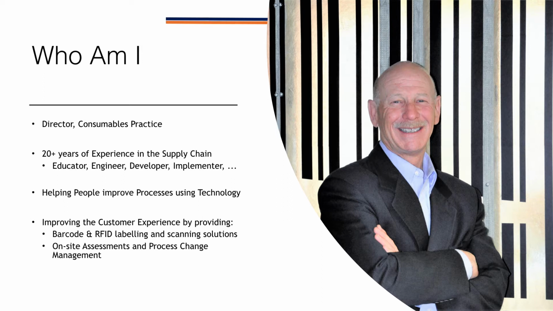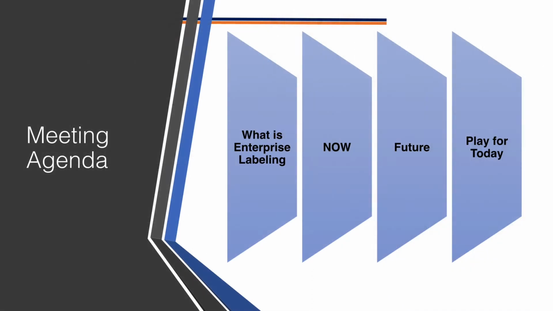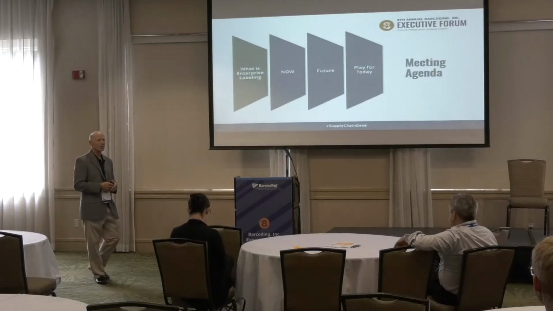So what we'll take a look at today is what is enterprise labeling, what you can do now, what the future looks like, and what the play for today is. What you can do now is really a strategic look at what you can do with your organizations to become enterprise labeling compliant. What the future looks like is what is down the road and what we can look forward to that's going on in the labeling business. And then what the play is for today, what you can actually do today to consolidate your labeling program and to wring the costs of the labeling program out of your enterprise.